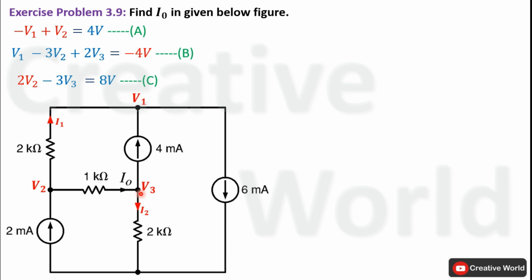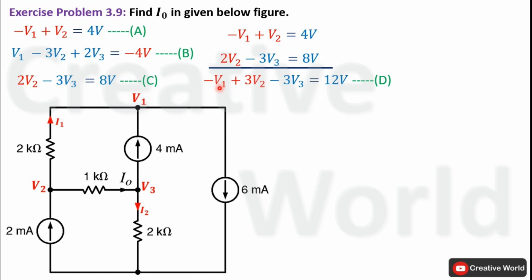If we succeed in finding the values of voltages V2 and V3, we will be able to calculate current I0 as well. And it is the required parameter in this scenario. For that purpose, first of all, we will add equation A and C together. The resultant equation will be minus V1 plus 3V2 minus 3V3 equal to 12 volt, and we will label this equation as equation D. Now we will add this resulting equation with equation B.